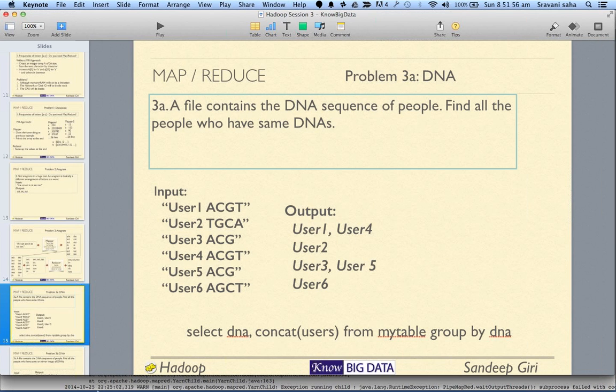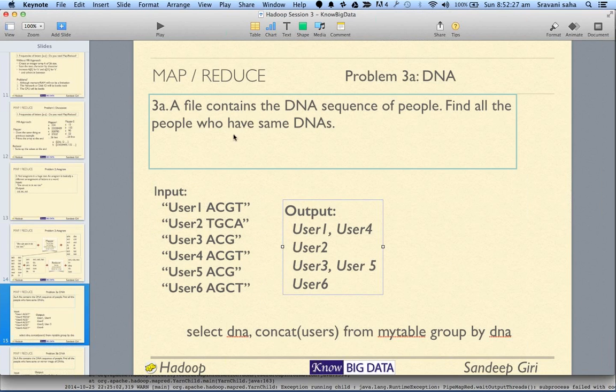So we have the input like user 1 ACGT and user 2. Here user 1 and user 4 have got identical DNA, so we have to find out user 1 and user 4. And user 2 does not have another buddy who has the same DNA. So yes, please answer the question.